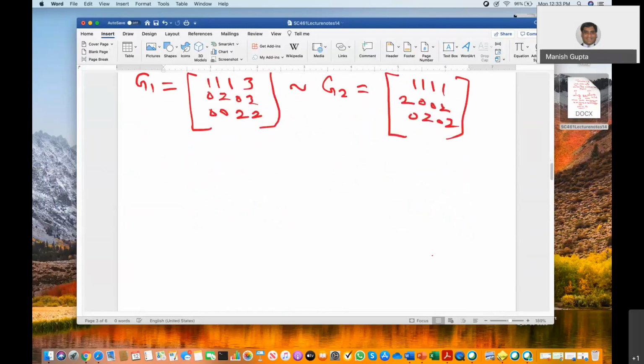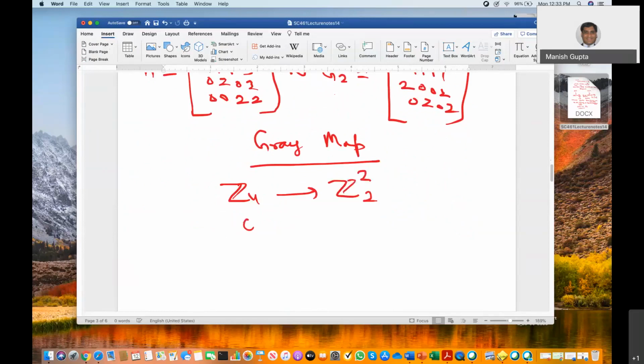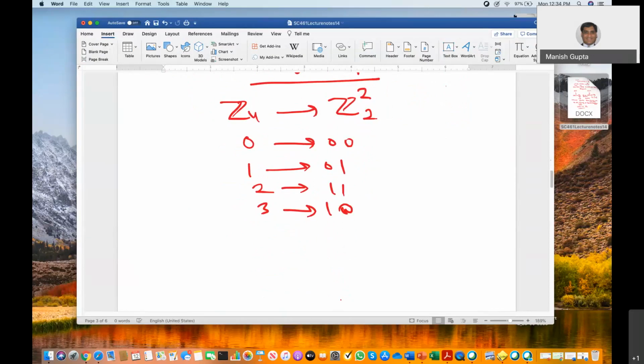Now the wonderful map which did the transformation of Kerdock and Preparata codes to a code over Z4 is known as the Gray map. What is the Gray map? We are over the ring Z4, and we can construct a code over Z2 square by the following map: 0 is mapped into 00, 1 is mapped into 01, 2 is mapped into 11, and 3 is mapped into 10. Okay, so this is known as the Gray map.